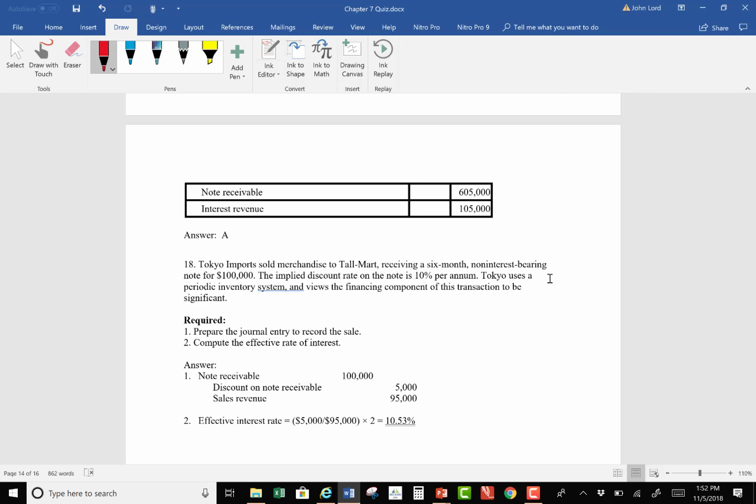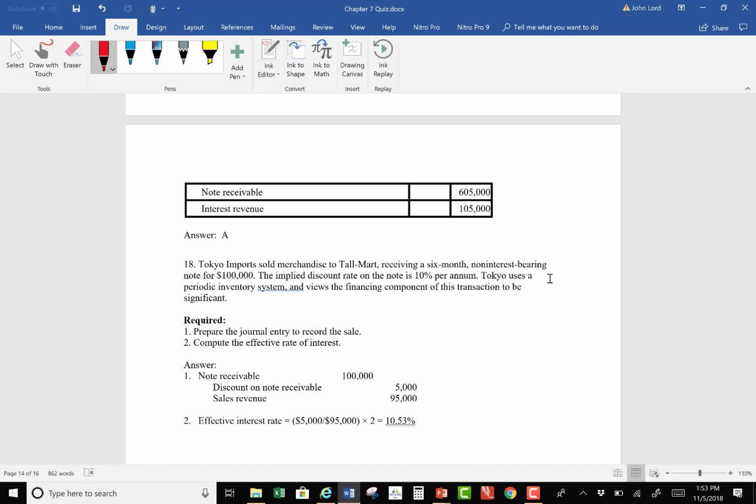Where'd we get the discount from? Oh, okay. Thank you. It's a 6 month note. I was trying to figure out what 10% gave me 5,000. So it's 100,000 times 10% times 1/2 is the interest. Okay, so they set that up as a discount, and then the sales revenue is the difference.